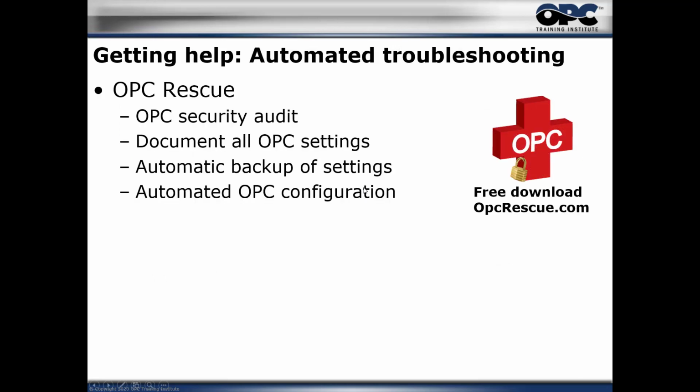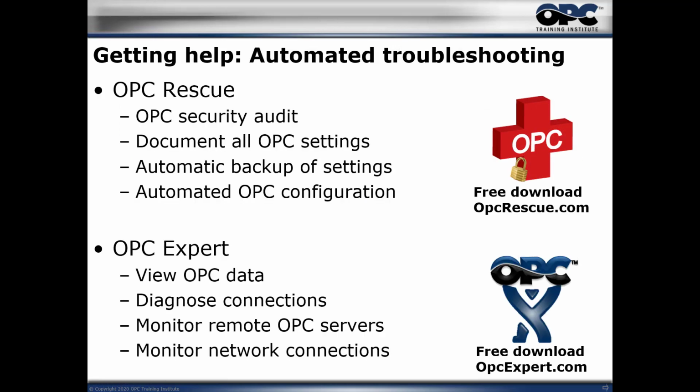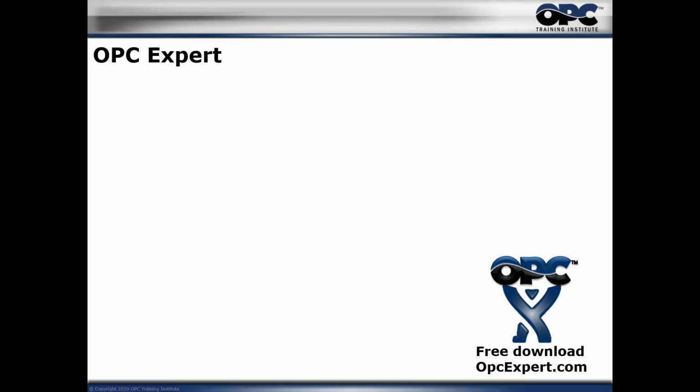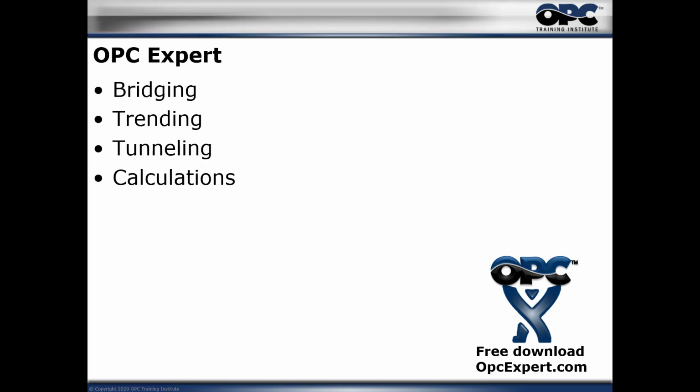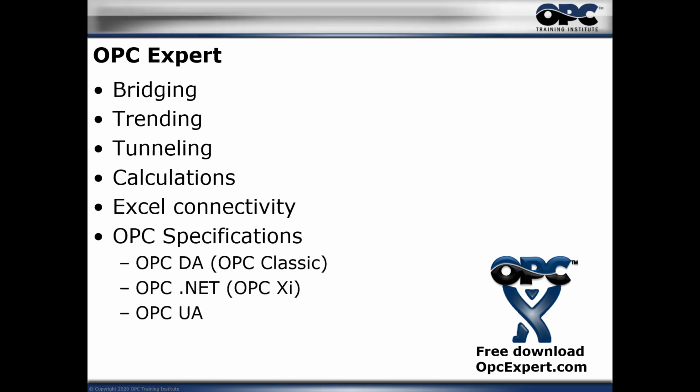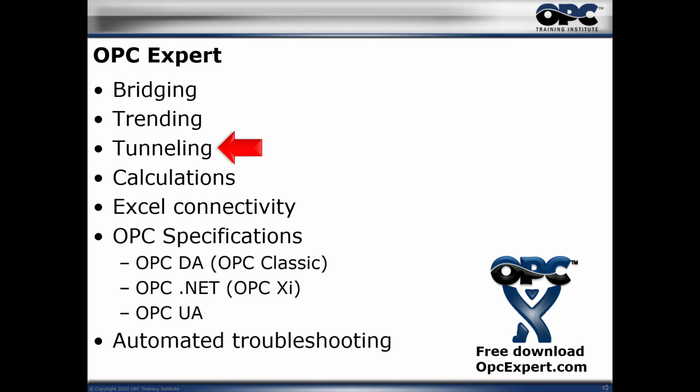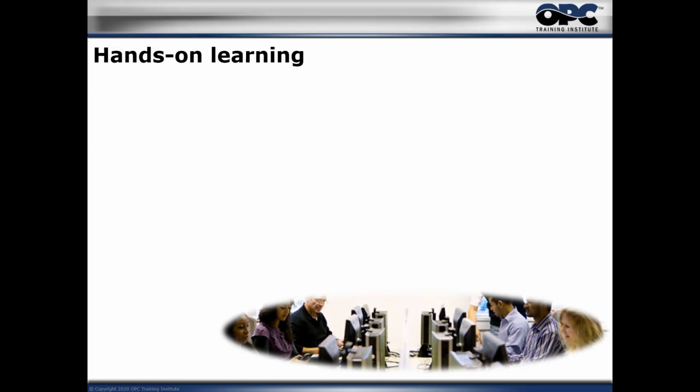Now, for automated troubleshooting, you can download OPC Rescue. You can download OPC Expert. They will both show you data. You can diagnose your connections. You can document all your decom settings and so on. If you download OPC Expert, you'll be getting bridging, trending, tunneling, calculations. It's all embedded inside there. So everything is included within OPC Expert.